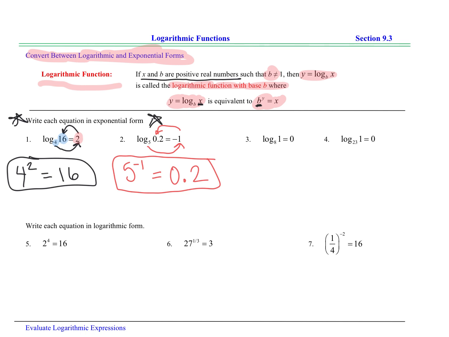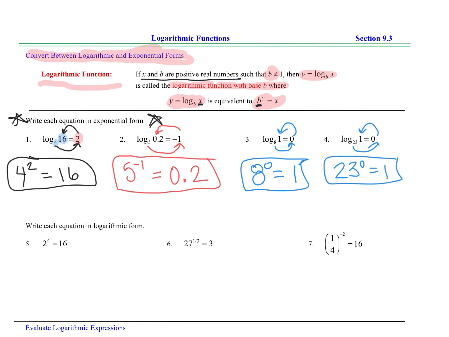All right, so for number 3, I start with 8, which of course is my base. I go across the equal sign to my exponent, which is 0, and it is equal to 1. Okay, number 4. 23 to the 0 power is equal to 1. Okay, so that's one of our objectives, to be able to take the logarithmic function and write it in exponential form. Now we're going to talk about what I would call the vice versa.